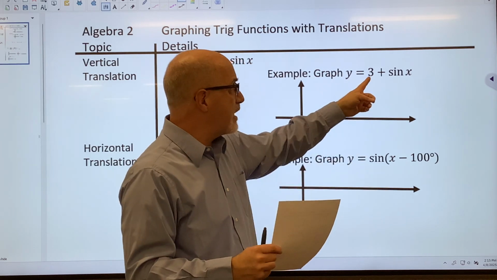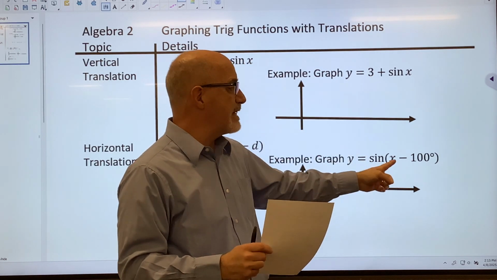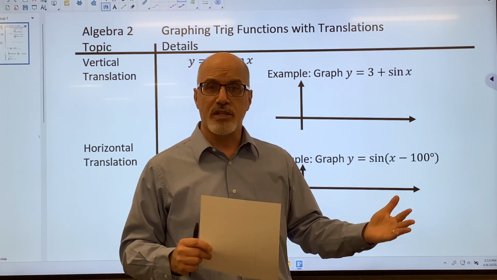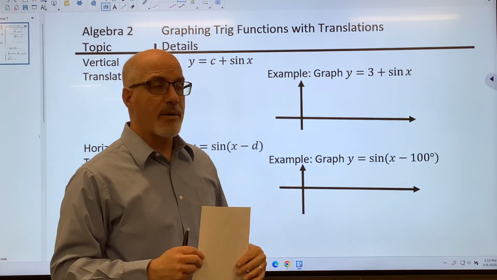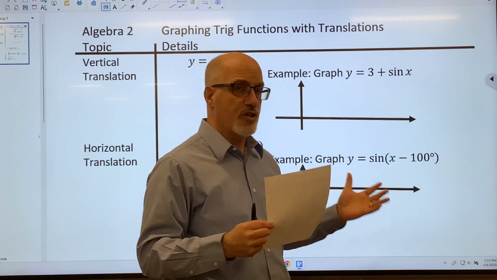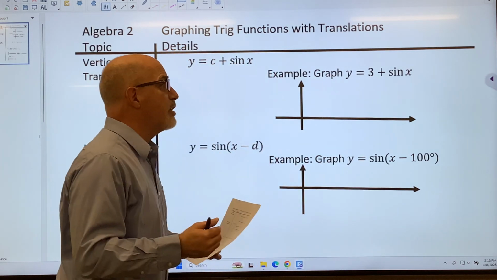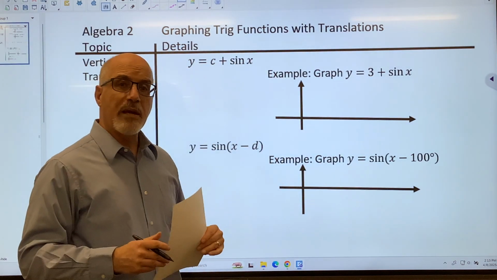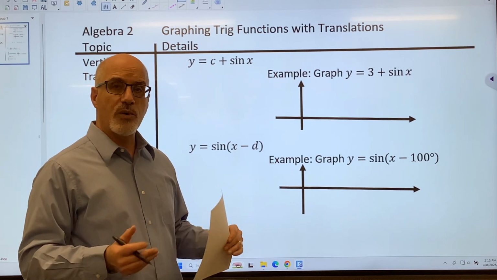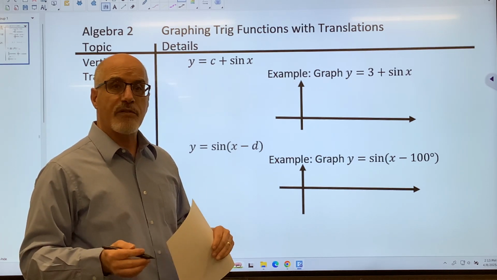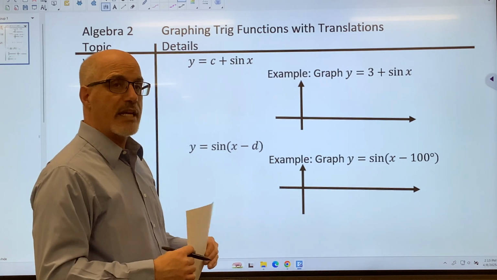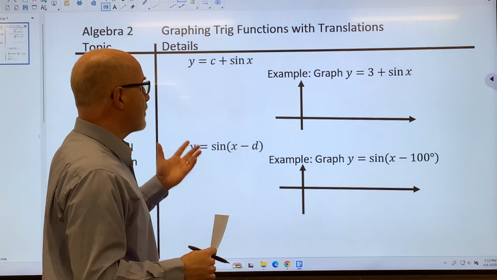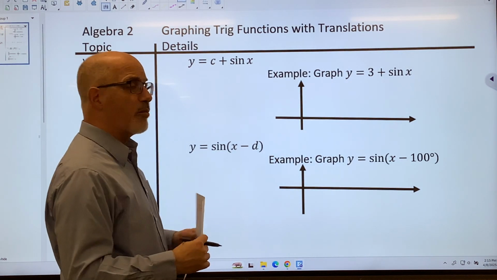And if it's vertically, it's the same as the number, and if it's inside, it's the opposite, just like we've done with parabolas, with square root graphs, etc. So this family of function is no different when dealing with them. So our objective is to be able to graph sine and cosine using vertical and horizontal translations, and we'll even extend it to tangent and cotangent. So first of all, let's look at what the number in front does.